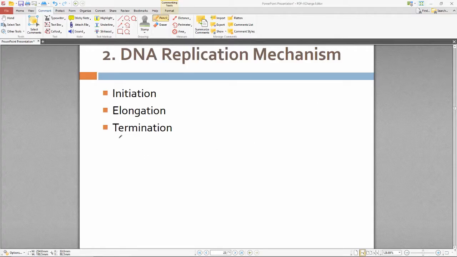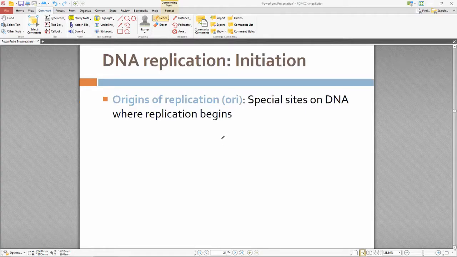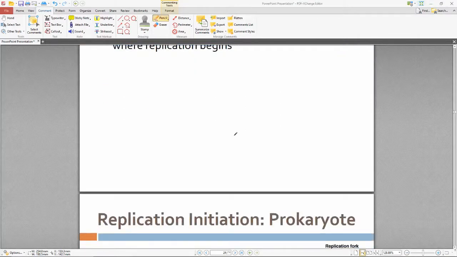Alright, so there are basically three main steps to DNA replication: initiation, elongation, and termination. The steps themselves are pretty self-explanatory, but the details that are here are definitely not, so let's go through it. Replication initiation always begins at something called an origin of replication, or shortened to an ORI. These are special sites on the DNA where replication begins, and depending on if you're looking at a eukaryote or a prokaryote, the conditions to begin DNA replication are a little bit different.